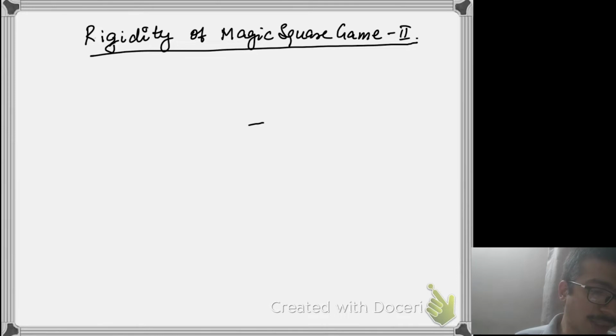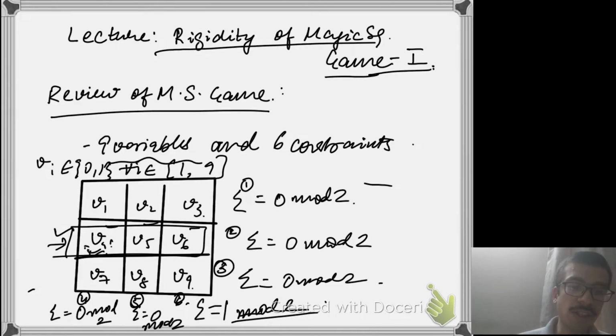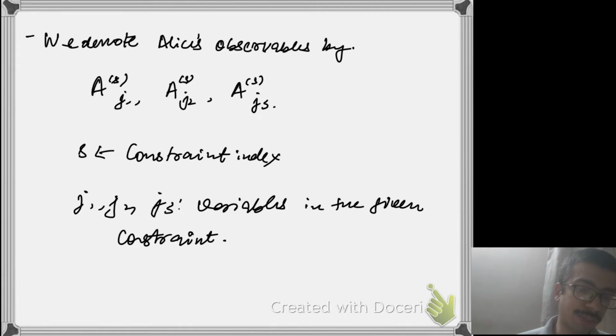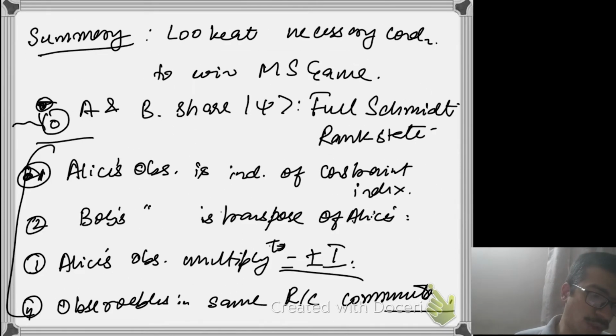So in the last lecture we already saw some necessary conditions which any solution which wins the Magic Square game with probability 1 must satisfy. So what were these conditions? Firstly we had condition 0, which is kind of an assumption. Here we assume that Alice and Bob share a full Schmidt rank state. Then after this we had 4 conditions.